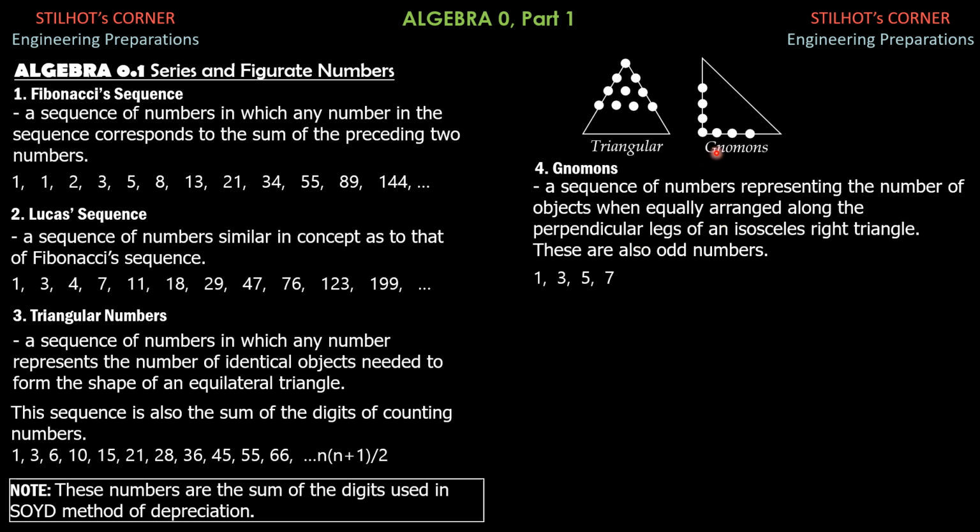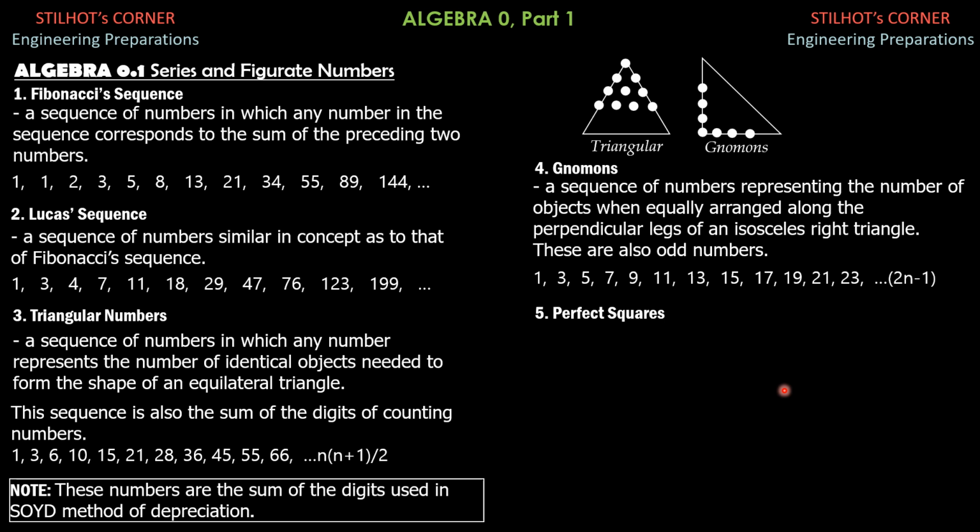And so that's why you have 1, next is 3, plus 2, 5, plus 2, 7. So these are actually odd numbers and described by a formula 2n minus 1, where n is from 1 to any value. So that's why 2 times 1 minus 1 is 1, 2 times 2 minus 1 is 3, 2 times 3 minus 1 is 5. So simply add numbers. Remember, gnomons add numbers. Then next is perfect squares.